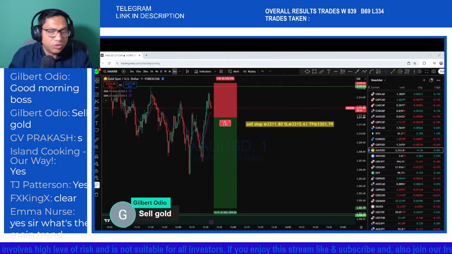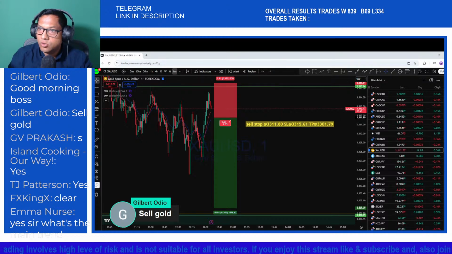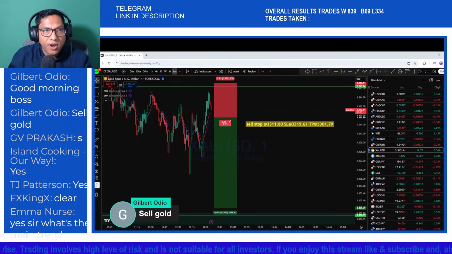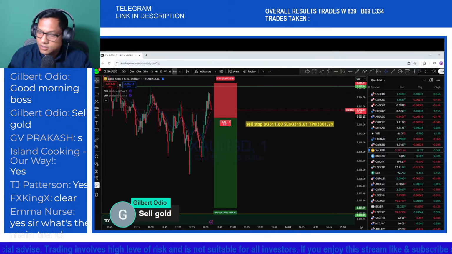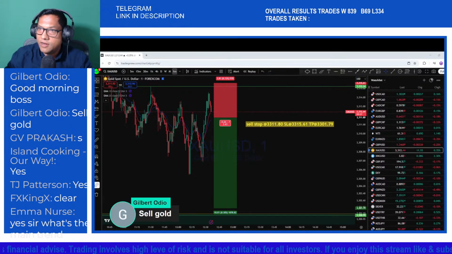So placing a sell stop at 3311.80, stop at 3315.61 and TP target at 3301.79.